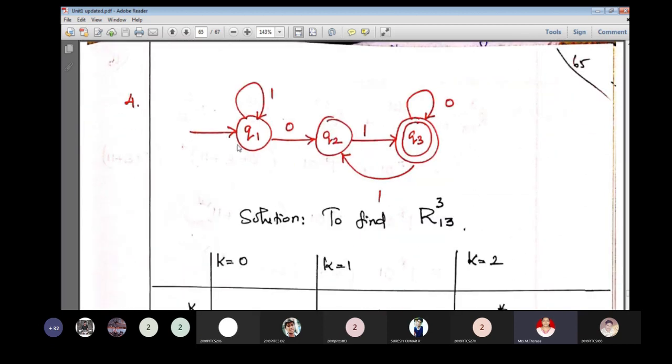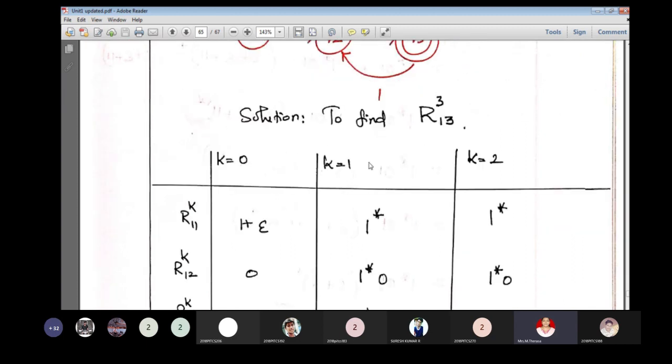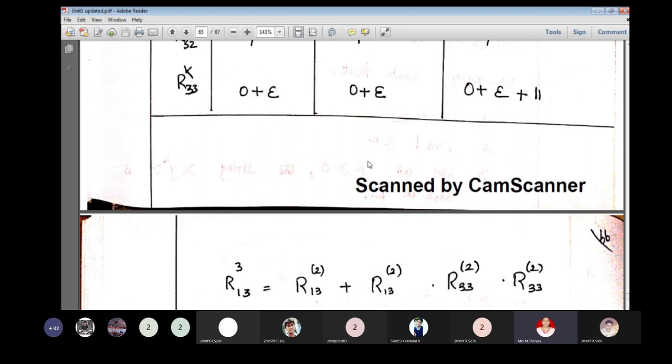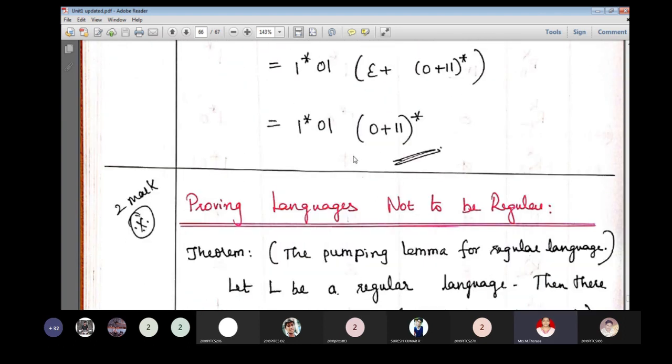Okay. And one more problem, make a note of it. Here also there are 3 states, but only one state as a final state. So what is the solution you have to find out? R13 power 3, because total number of states is 3. Initial state is 1, final state is 3. Clear? Do these problems as a homework.